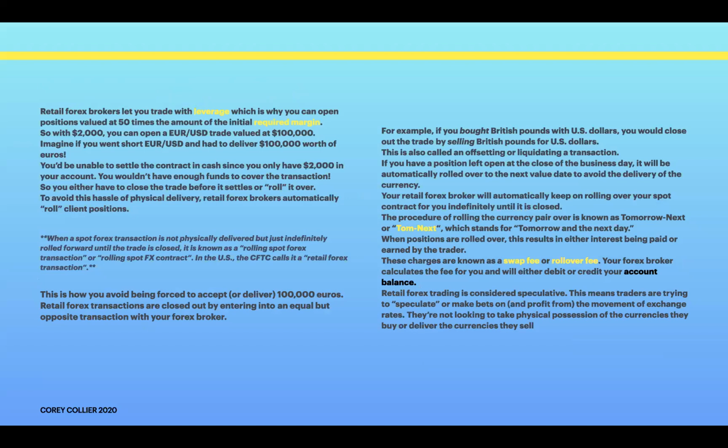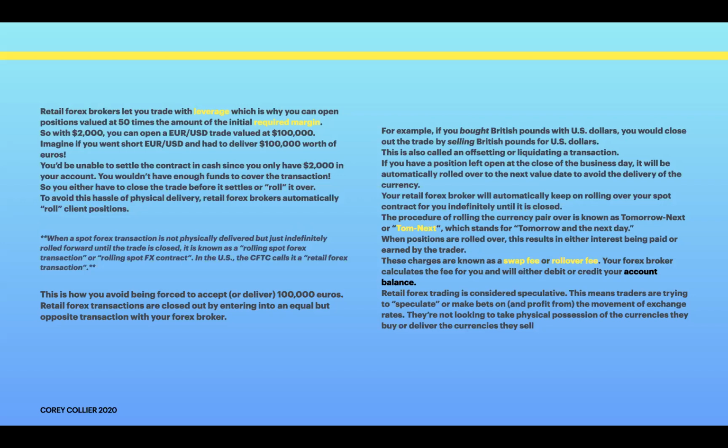All right, so retail Forex brokers let you trade with leverage, which is why you can open positions valued at 50 times the initial amount of the required margin. So all these things in yellow, guys, is what we'll get into here in a few moments. I'm going to explain what leverage is, try to give you some examples to help you guys understand the difference between margin and leverage. So with $2,000, guys, you can open up a Euro USD trade valued at $100,000.